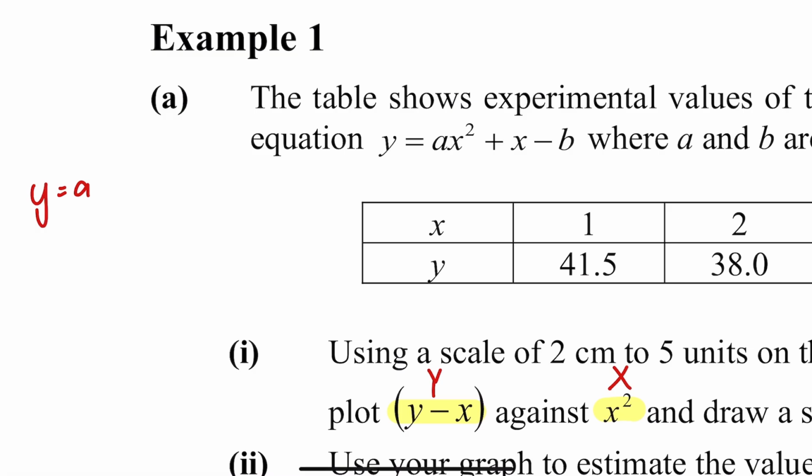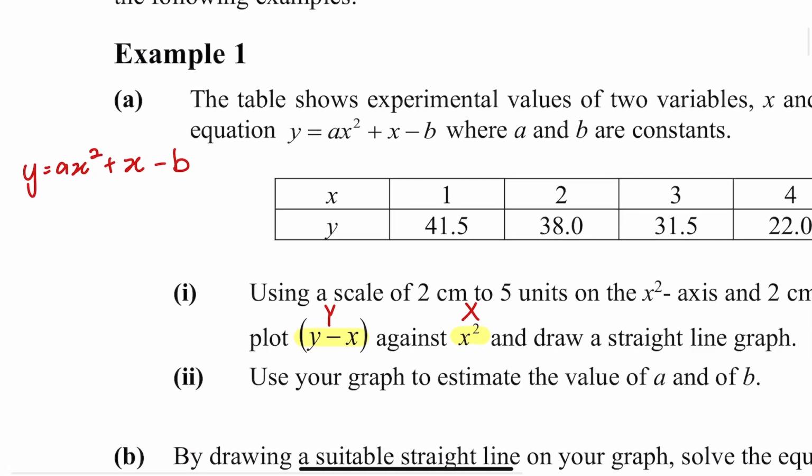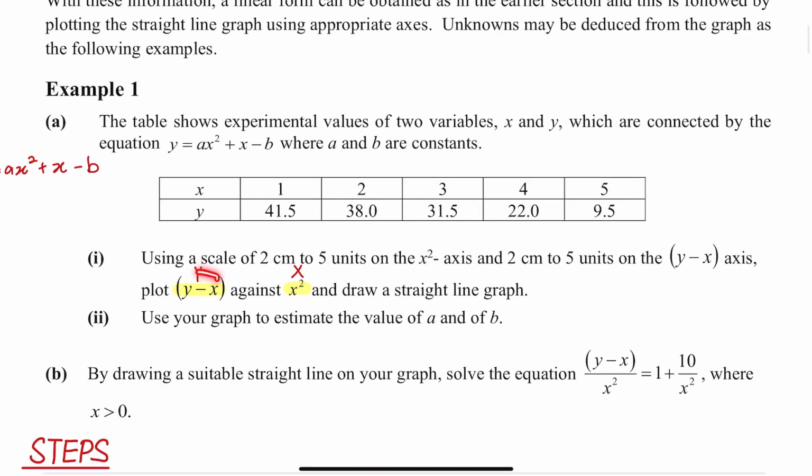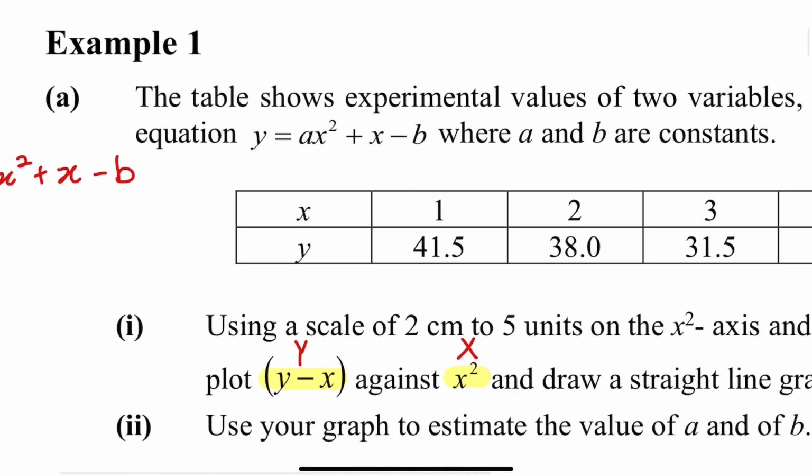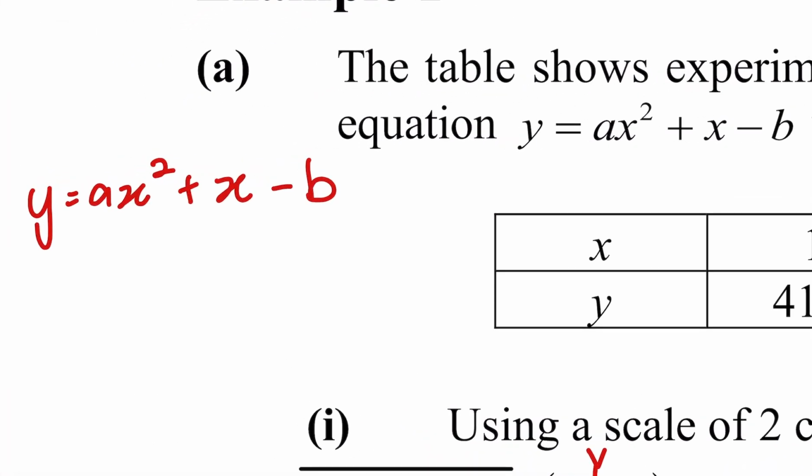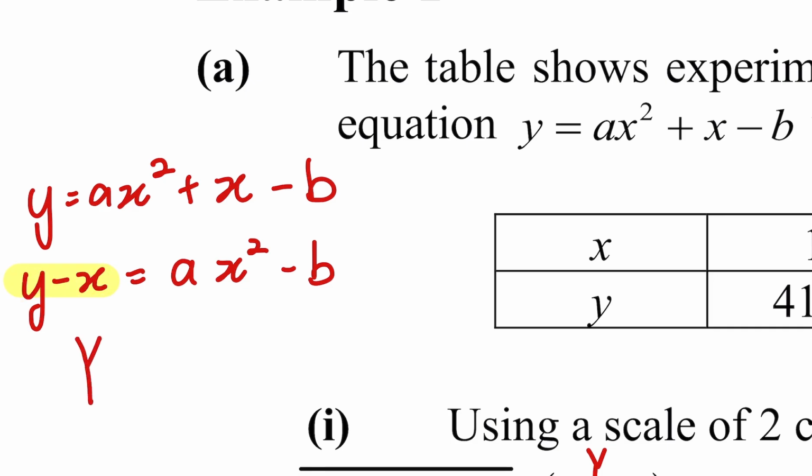y equals to ax squared plus x minus b. Okay, therefore I can manipulate this based on what the question tells me. Plot a graph of y minus x against x squared, which means that my y-axis now is y minus x. So I'll subtract x on both sides of the equation. I'll get y minus x equals to ax squared minus b. There, if you can spot very clearly, you can see that now my y minus x, this is your new y-axis, equals to your x squared here.